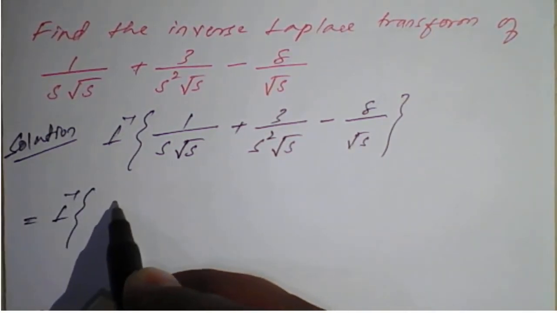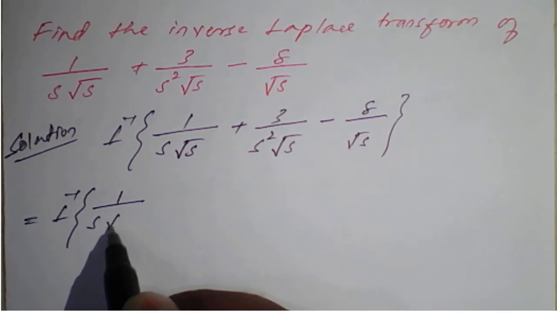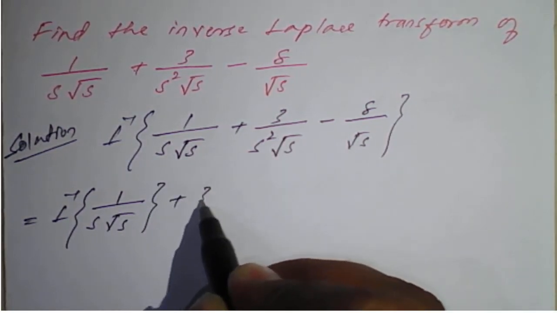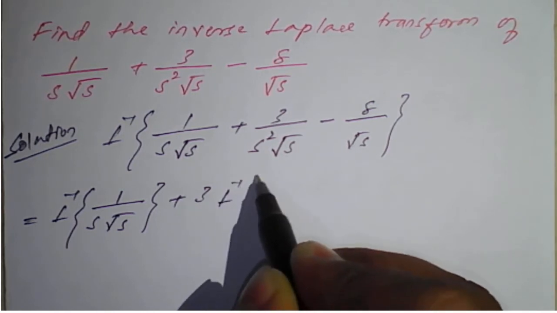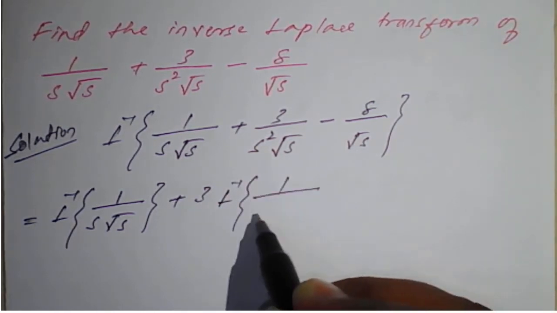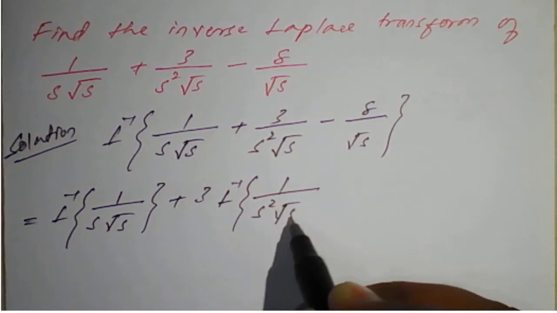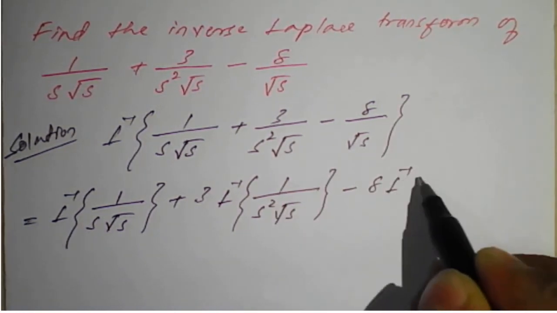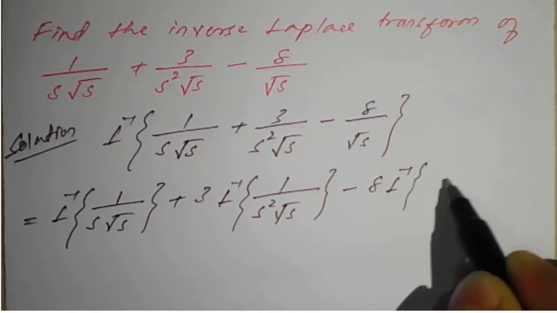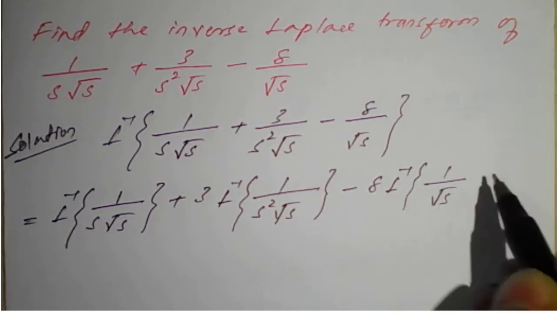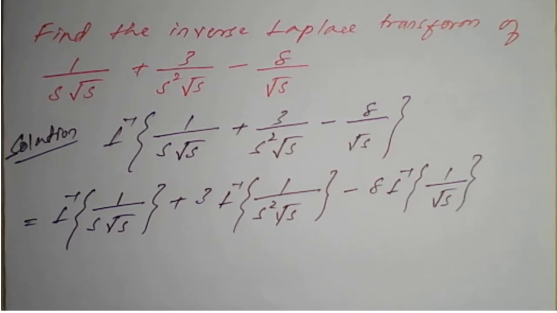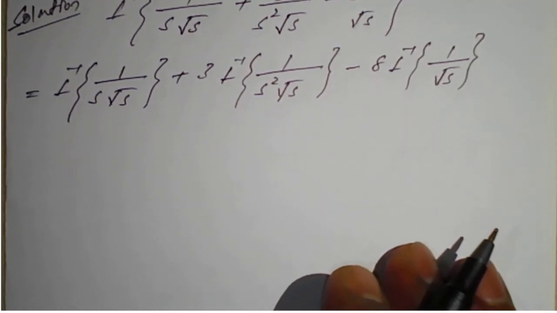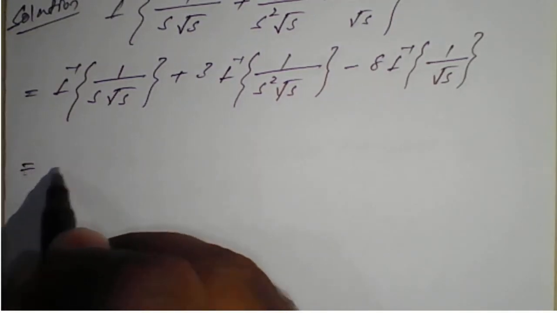inverse Laplace transform of 1 upon s root s, plus 3 is a constant, L inverse of 1 divided by s square into root s, 8 is a constant, L inverse of 1 divided by root s. So we don't have any standard formulas under root. So for such cases, what we'll do here, first rearrange.